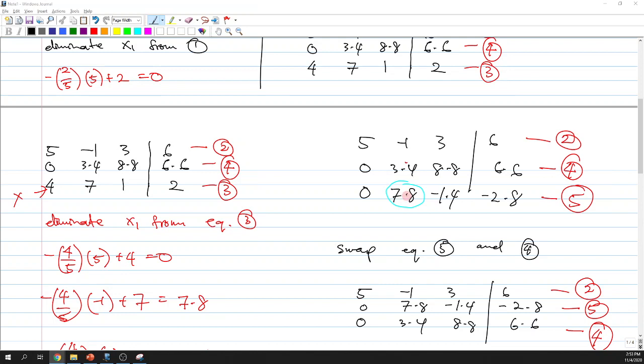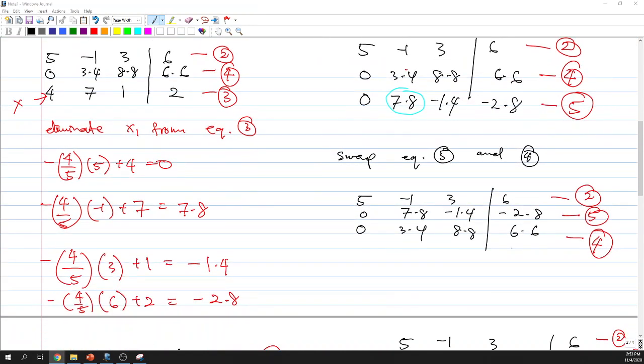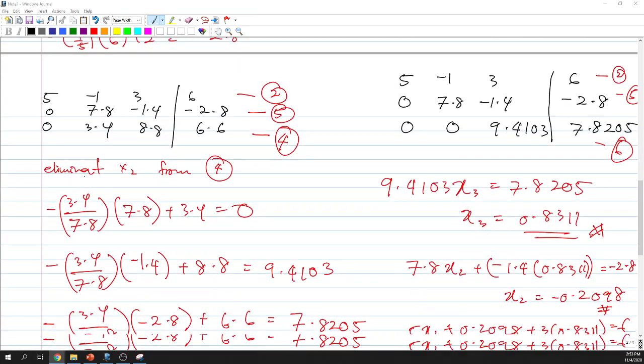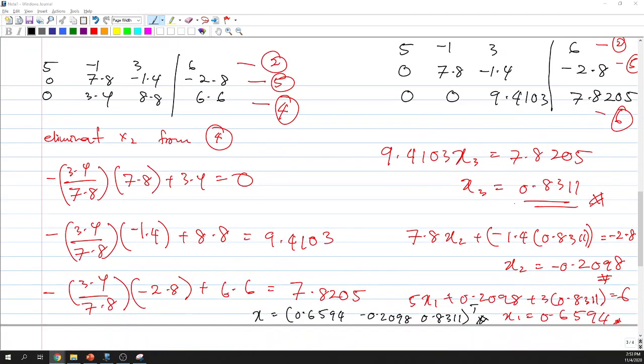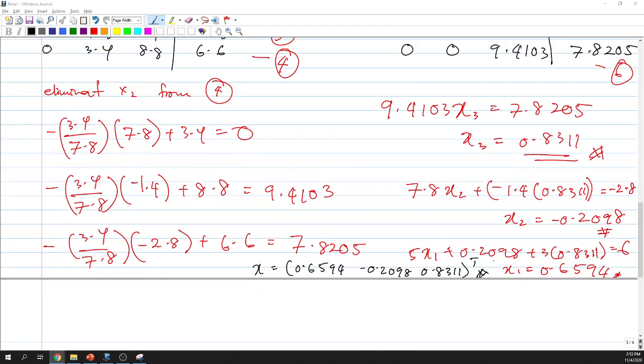So before we eliminate, we need to compare which one is the highest. Okay, so kita tengok 7.8 is the highest, so we swap with this equation 4 and 5, and then we rewrite again the equation. Okay, so then we get a new equation. So then we proceed with the Gauss Elimination. Okay, so kita pun proceed lah dengan equation tu, until we eliminate the x2, and then we solve the unknown parameter. So we get x3, x2 and x1.